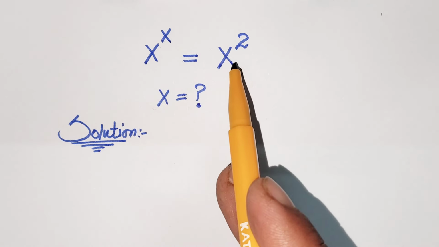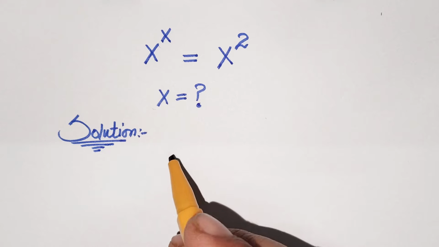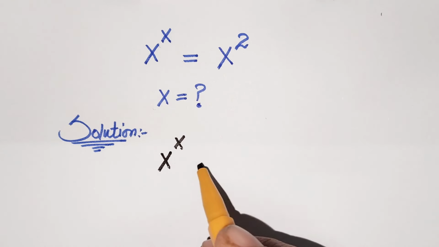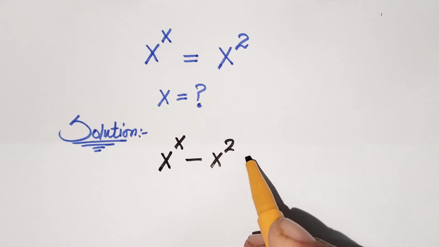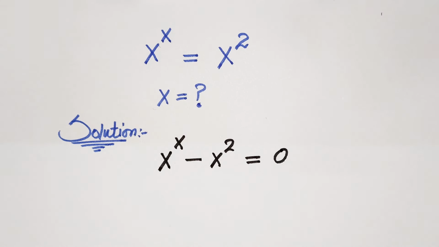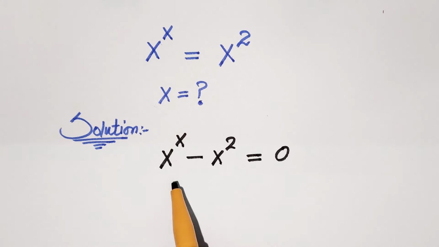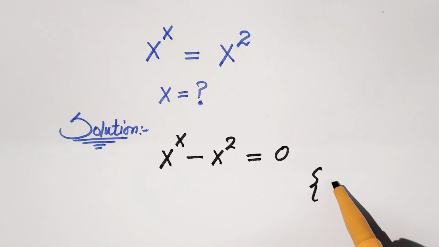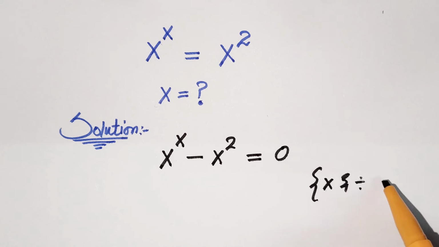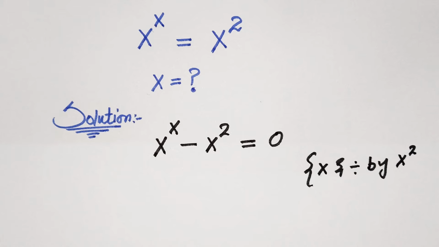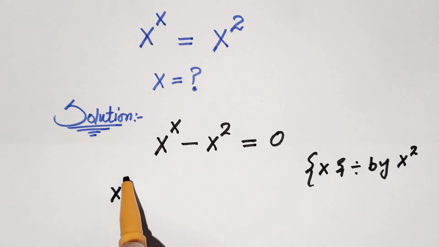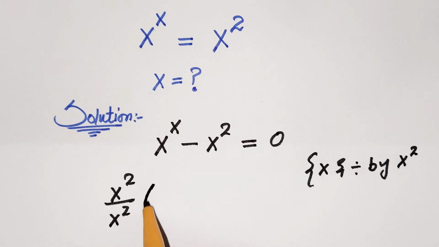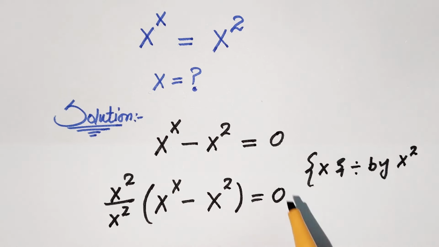First of all, we are moving this x squared to the left hand side. Then x raised to power x minus x squared is equal to 0. Now if we multiply and divide the left hand side by x squared, we have x squared over x squared times x raised to power x minus x squared, which is equal to 0.